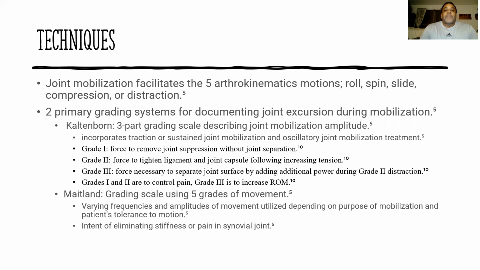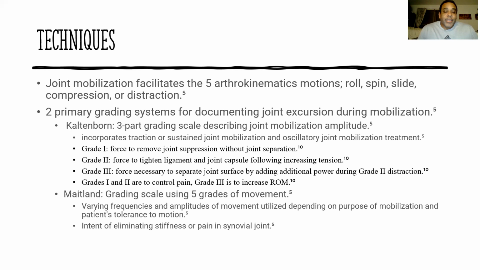Joint mobilization facilitates the five arthrokinematic motions: roll, spin, slide, compression, and distraction. So the synovial joints, when you break down their movement, they're going to move on each other in one of those five ways. In some cases they may move in two or more of those ways. There are two primary grading systems for documenting joint excursions during mobilizations.